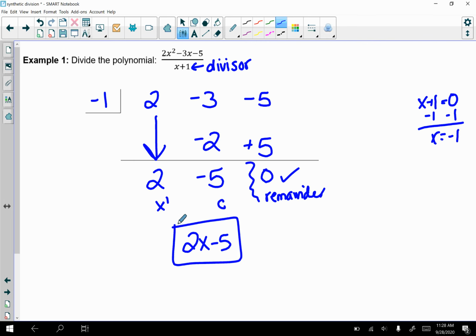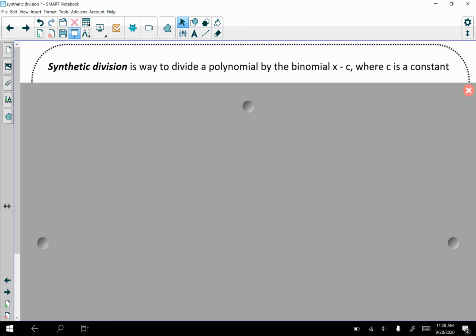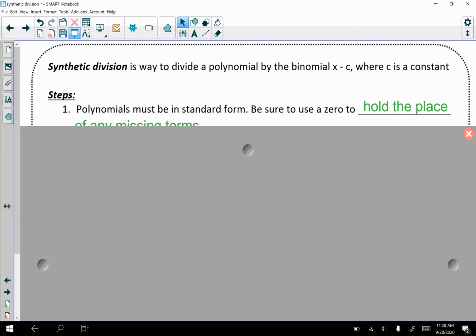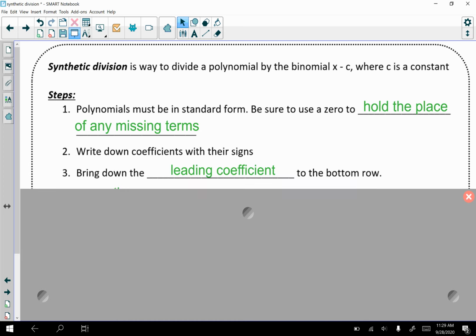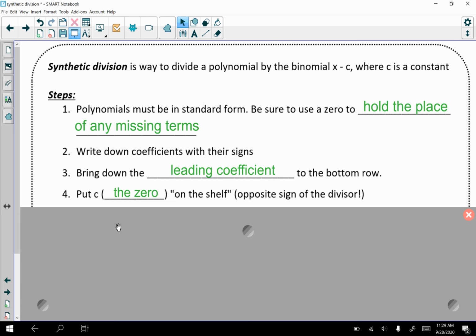Let's take a look at the steps. Synthetic division is a way to divide a polynomial by the binomial x minus c, where c is a constant. Your first step is that polynomials must be in standard form. Be sure to use a 0 to hold the place of any missing terms. You're going to write down the coefficients with their signs, and then you're going to bring down the leading coefficient to the bottom row, just like we did before with that first 2. You're going to put c, which is the 0, on the shelf. Remember, it's the opposite sign of the divisor.